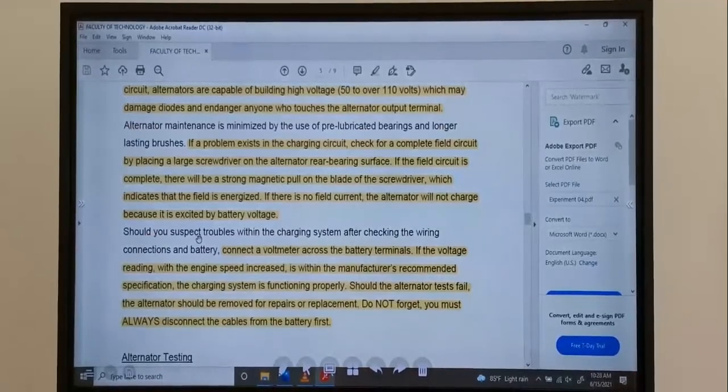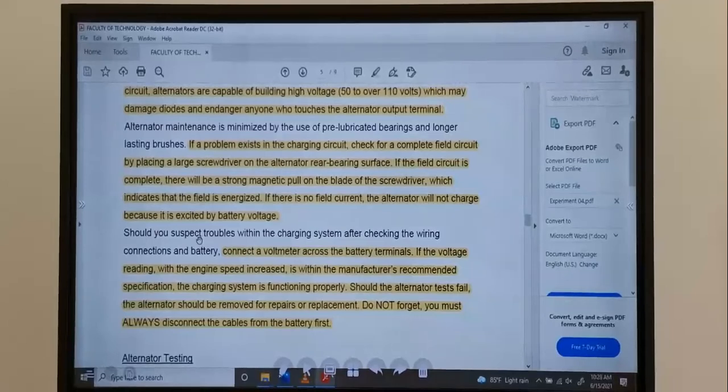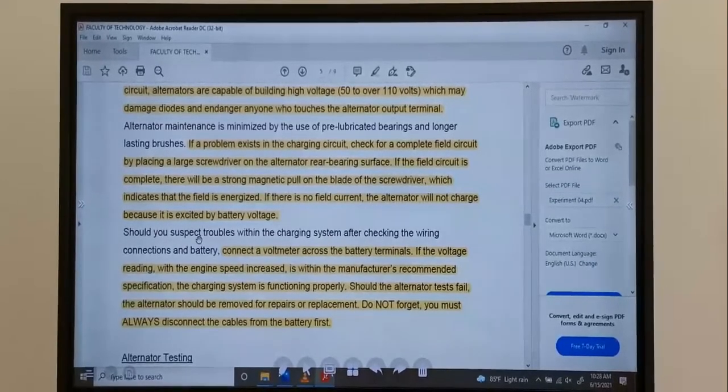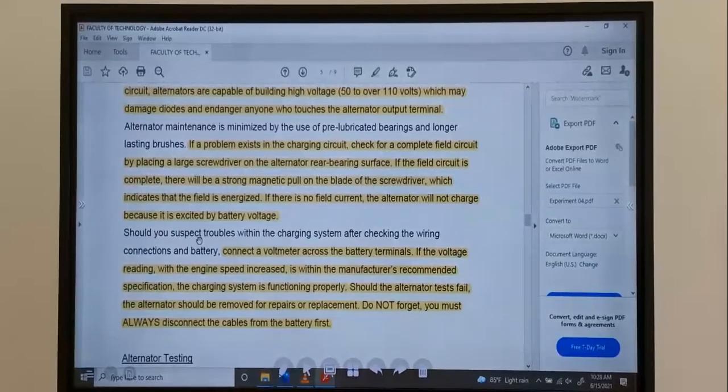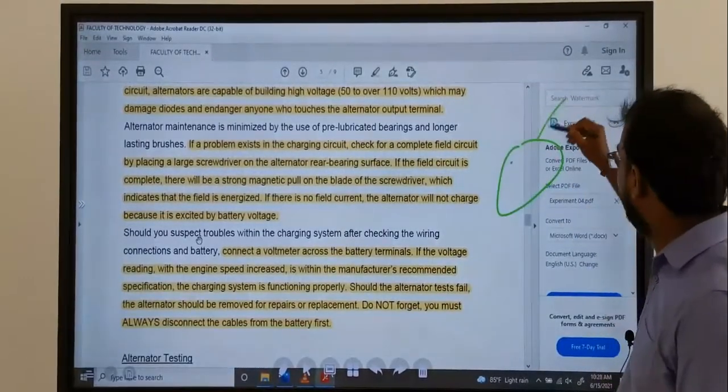So how to check the alternator output current. If the problem is in the charging unit, check the complete field circuit by placing a large screwdriver on the alternator rear bearing surface. That means the output terminal. You have to touch the rear bearing surface with the screwdriver.